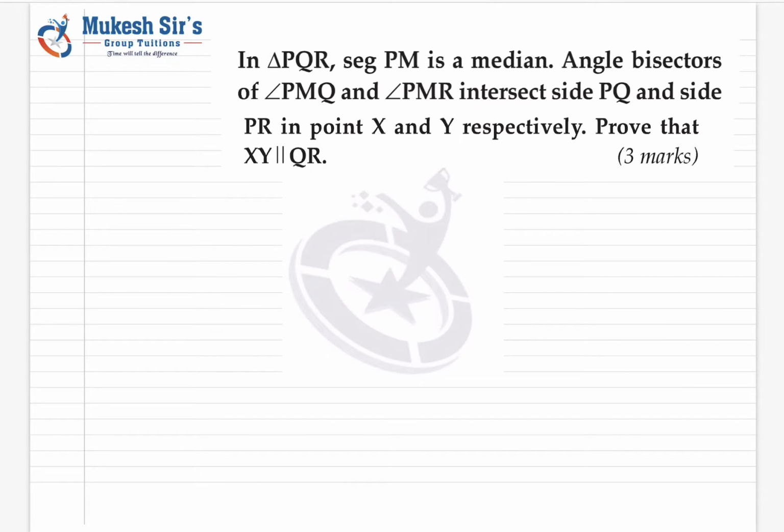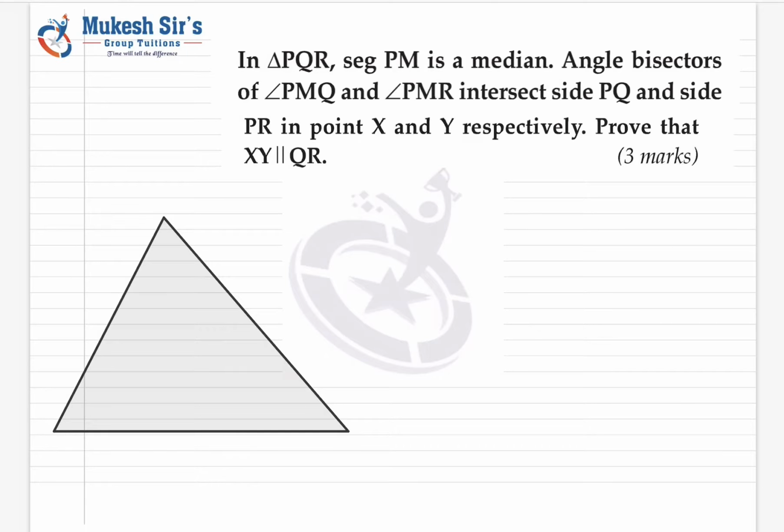So you have triangle PQR. So let's draw triangle PQR. Then they have said PM is the median. Median divides the opposite side into two equal parts. And PM is the median, so M is the midpoint of QR. So PM is the median.